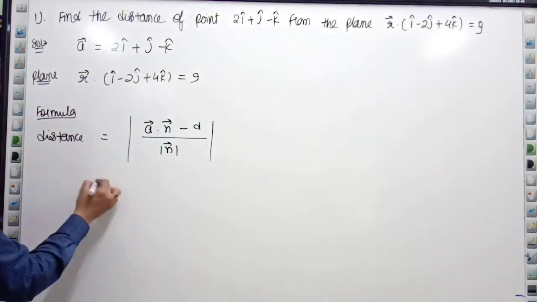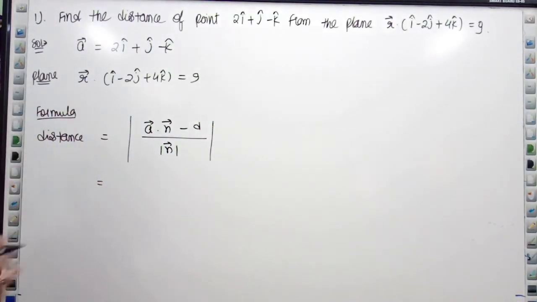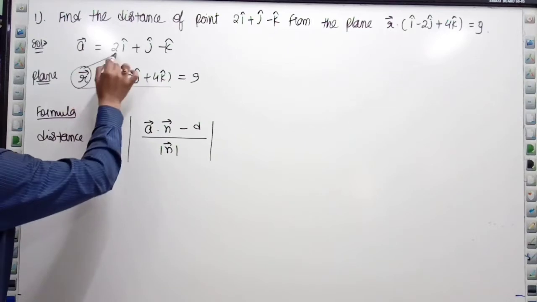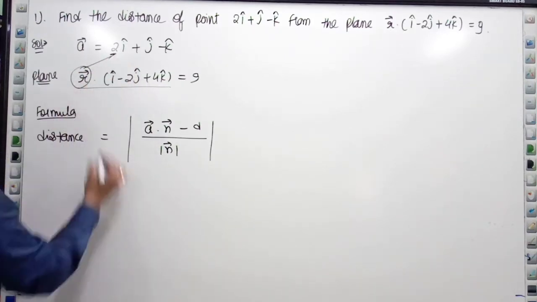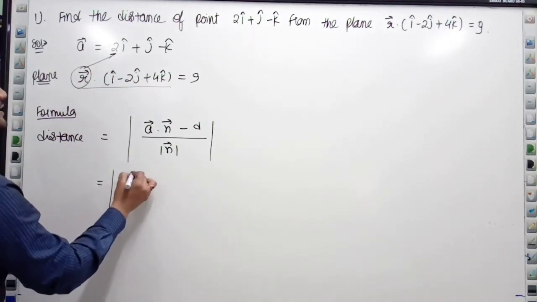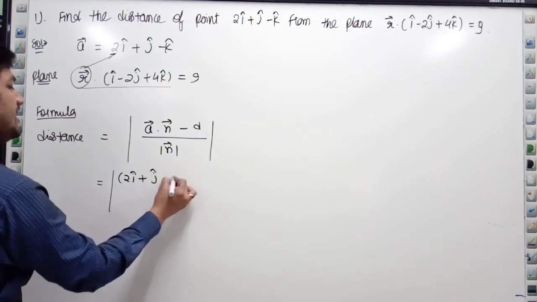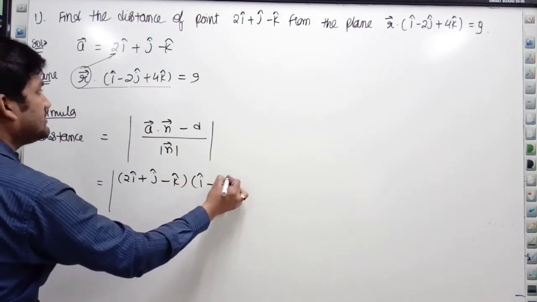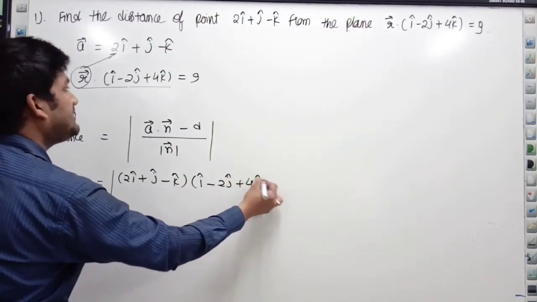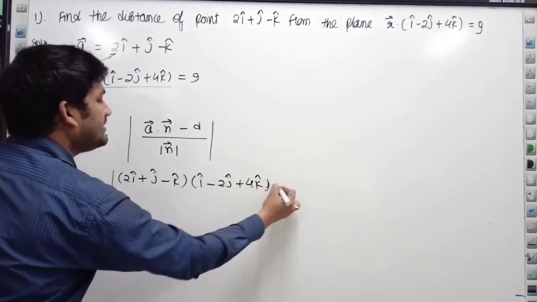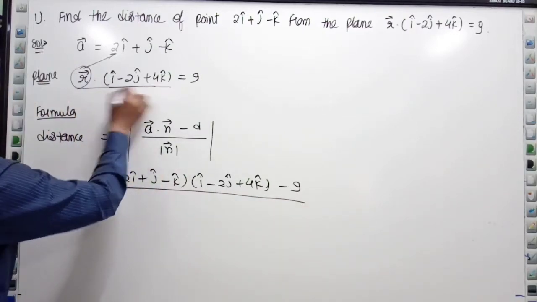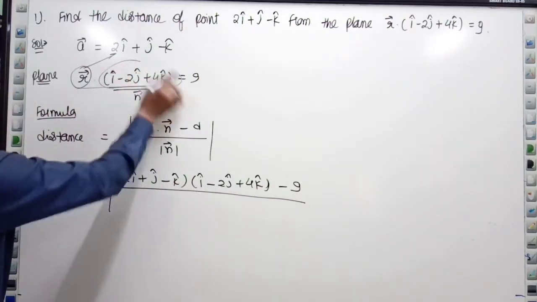So how we will be writing it, just pay attention here. In this plane, in place of r, put the point. Point is 2i plus j minus k. n will be the same, and this 9 will be on the left hand side, minus 9 upon mod n. This is n. So what will be the modulus of n?